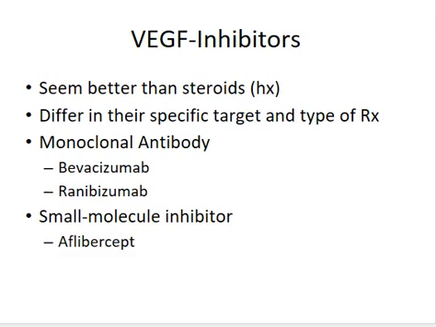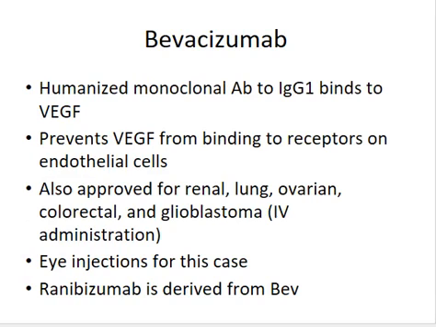And then another drug called aflibercept, which is really a small molecule inhibitor. Bevacizumab is a humanized monoclonal antibody to IgG1, and it binds to VEGF. So this is pulling out soluble VEGF in the environment. We're going to prevent VEGF from binding to its receptor, and these receptors are found primarily on endothelial cells.